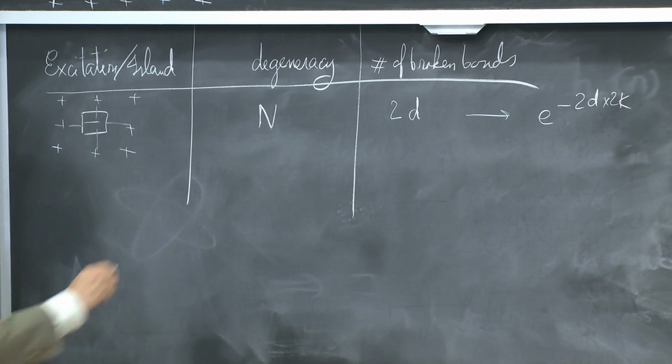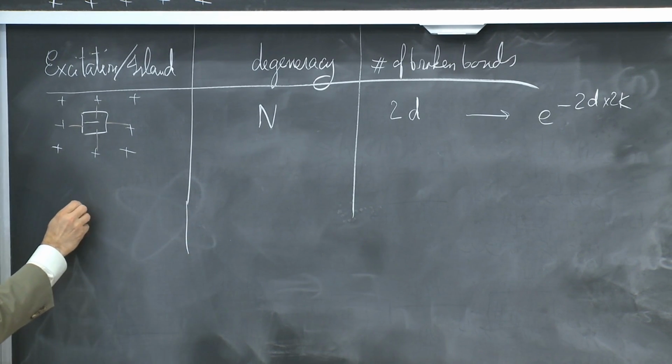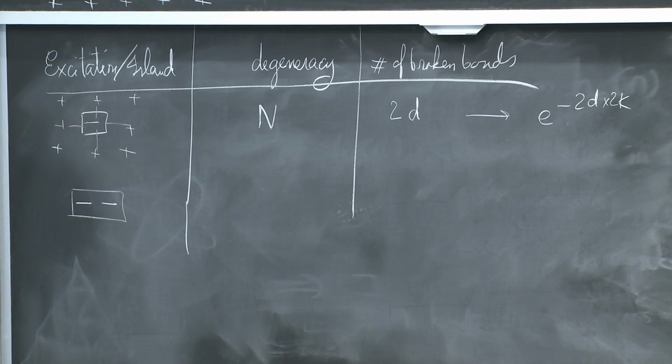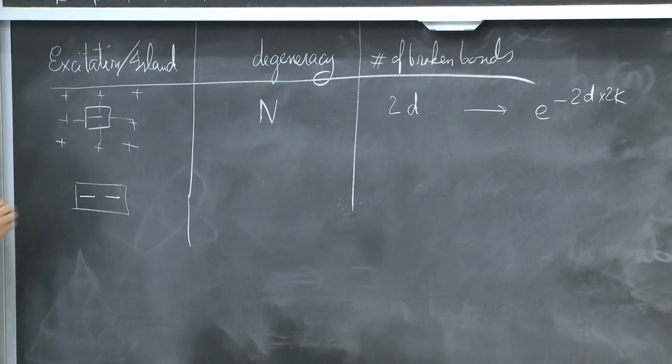Now, the next thing that I can do, the lowest energy excitation, is to put 2 minuses that are next to each other in this sea of pluses.